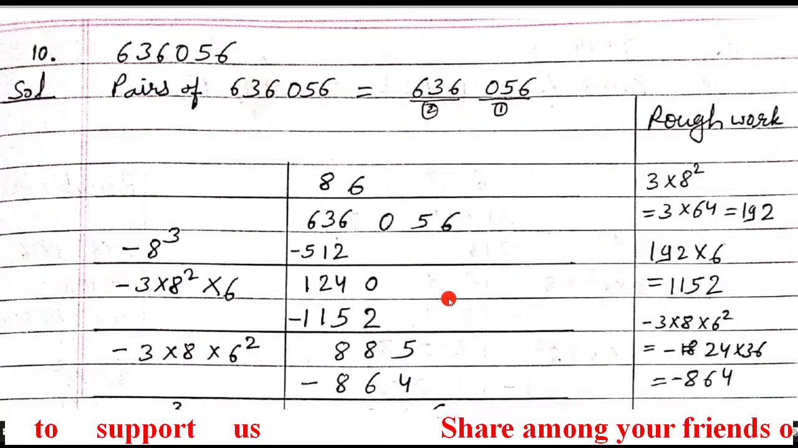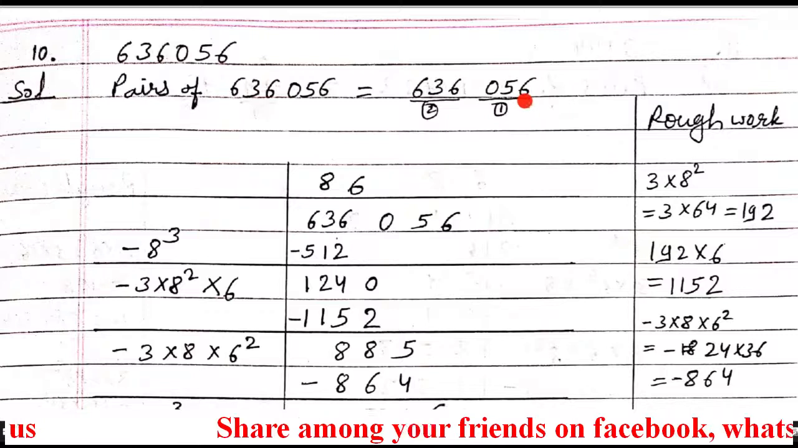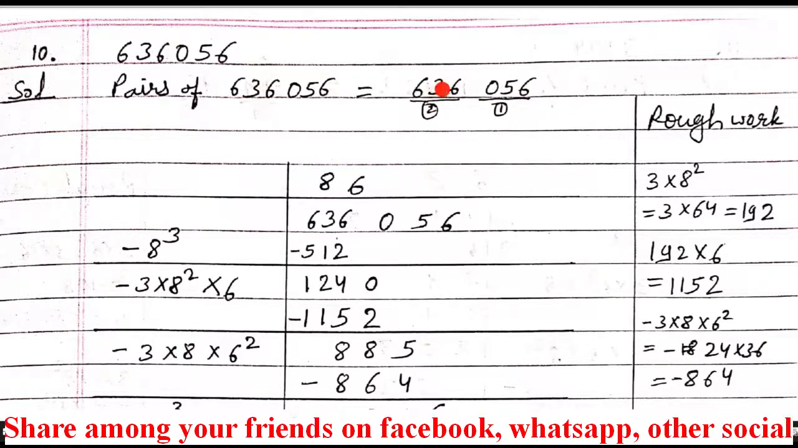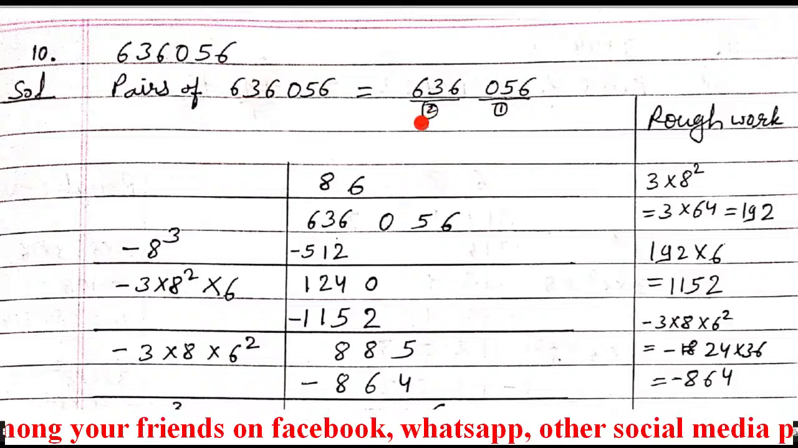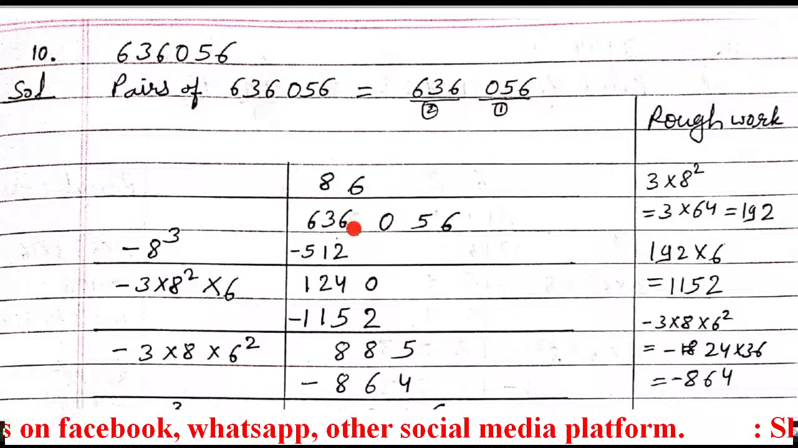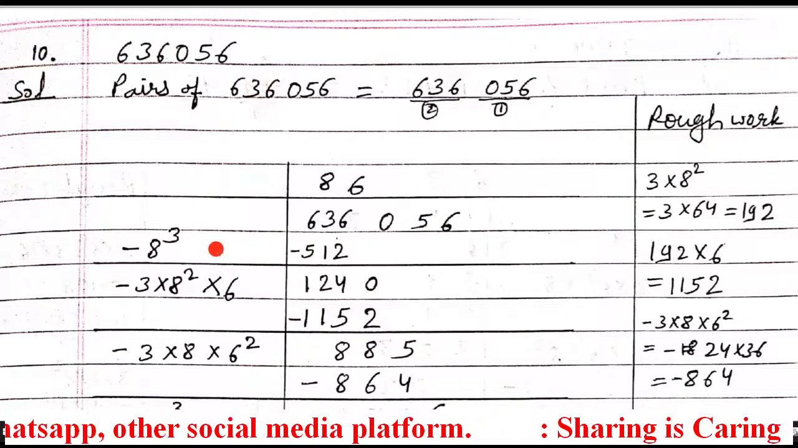In question number 10, we make the pairs from the back side. From here just make groups of 3 numbers. So 0, 5, 6 came in the first group and 6, 3, 6 came in the second group. We will write down this group together here and write these digits by creating some gap. So we will start the method.